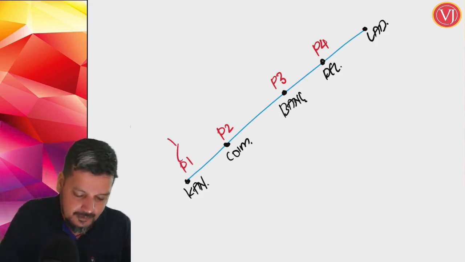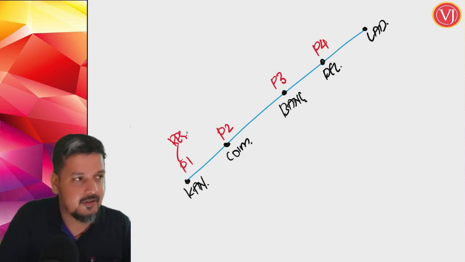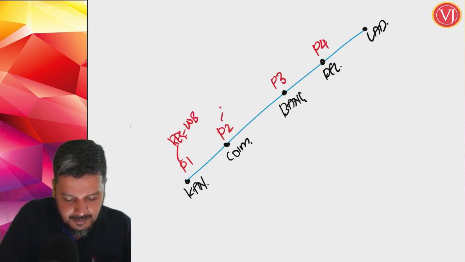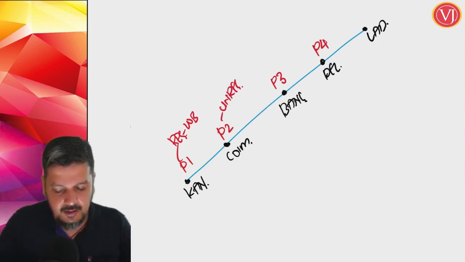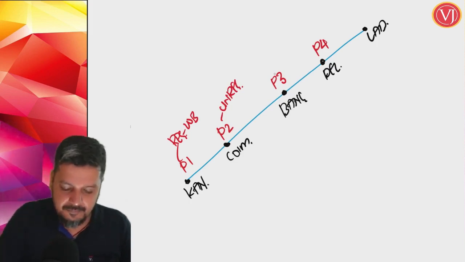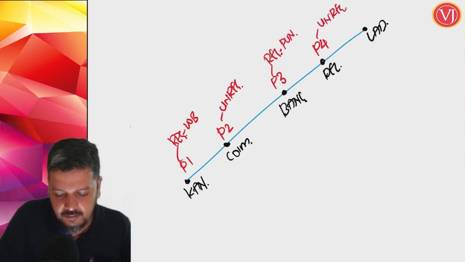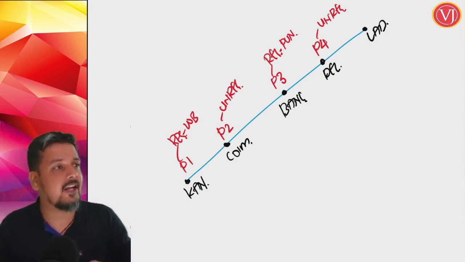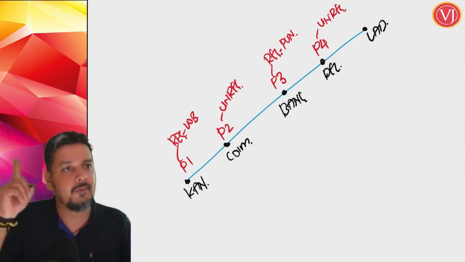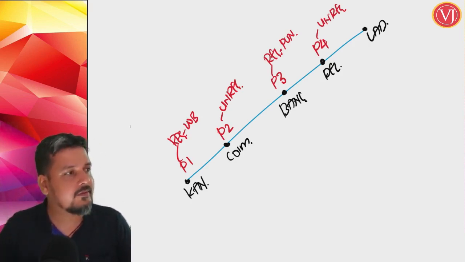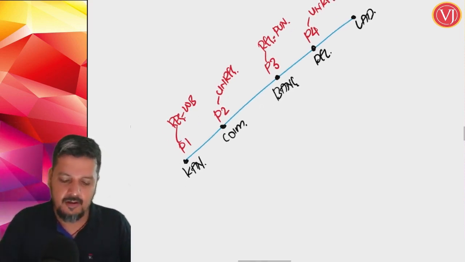Passenger 1 is registered, supposing in West Bengal. Passenger 2 is unregistered. Passenger 3 is registered, in Punjab. Passenger 4 is unregistered. Just because passenger 1 is entering at Kanyakumari does not mean he should be registered in Tamil Nadu. He may be registered in West Bengal. Just because passenger 3 has entered in Bangalore does not mean that he should be there in Karnataka. He may be there in Punjab. Right. Now, all the 4 passengers have service.